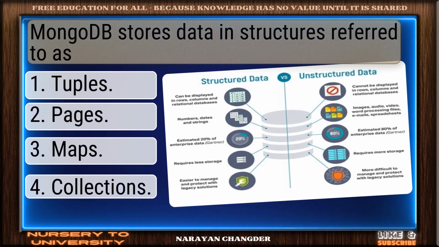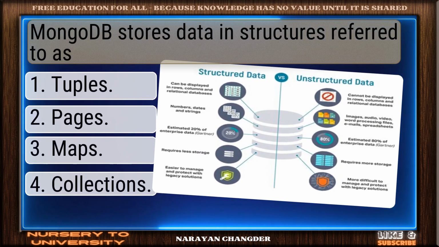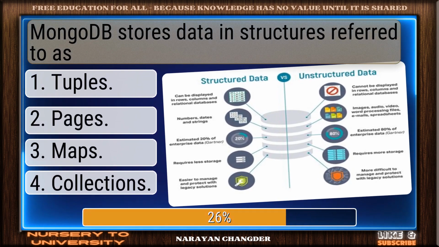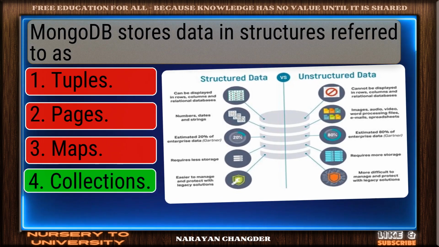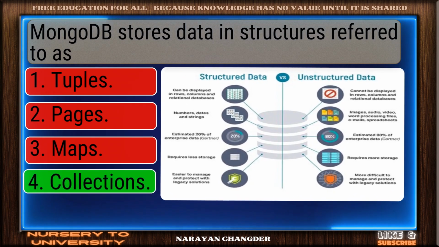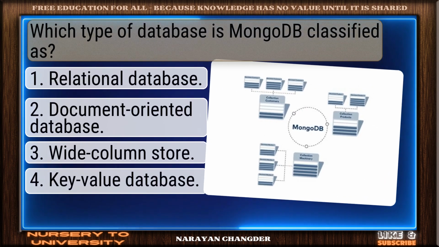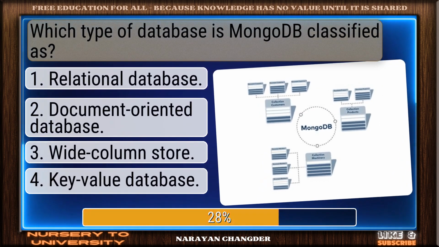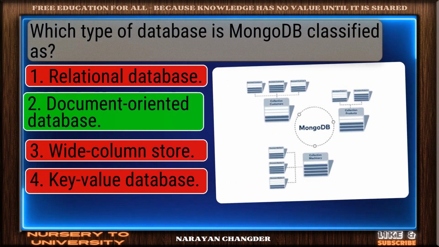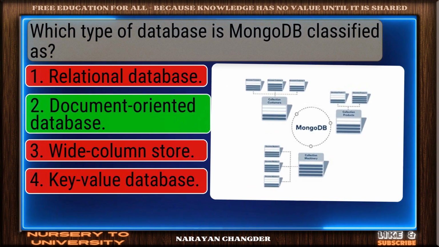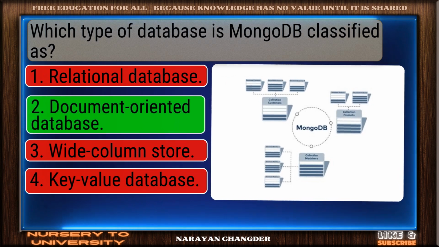Question number 7. MongoDB stores data in structures referred to as. Good thinking. Collections is the right answer. Question number 8. Which type of database is MongoDB classified as? Nicely done. Document-oriented database is a solid answer.